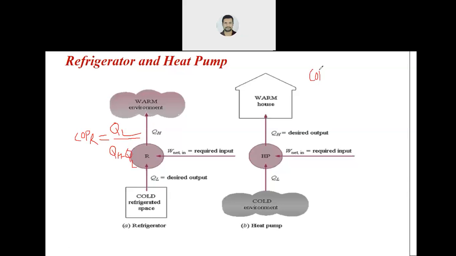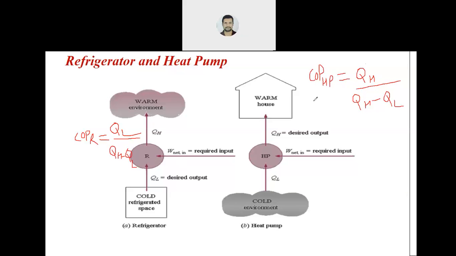Similarly for heat pump, COP of heat pump, how much? What is the desired effect? Desired effect is QH, which is heat going inside the body. This is QH divided by W net. W net is the same, QH minus QL. Okay, so this is the case for the COP of refrigerator, and this is the case for the COP of heat pump.